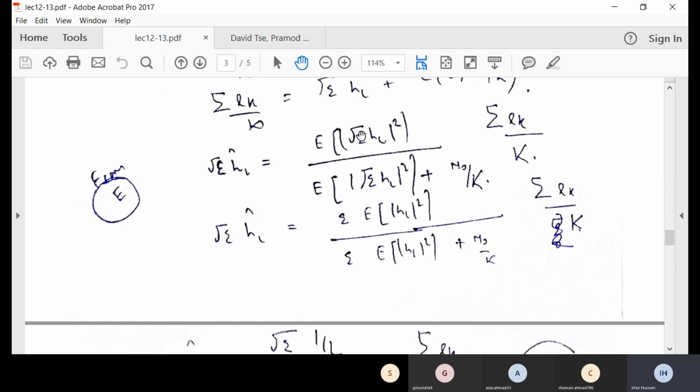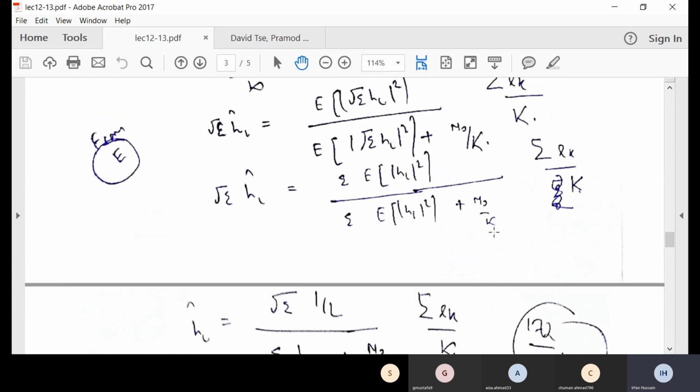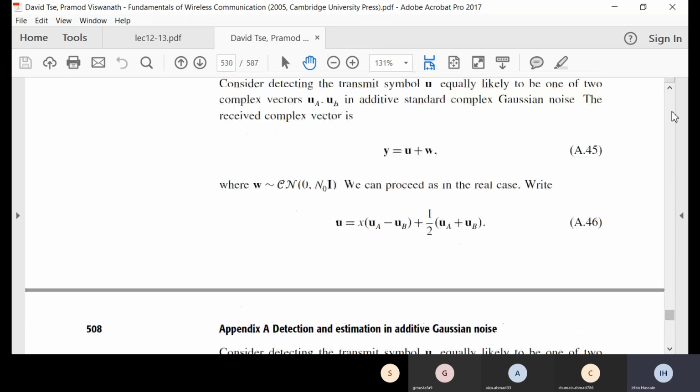So you can see this under root becomes square. Energy is constant, it comes out of the expectation. So it also comes out here like this. This is here, everything is in its place. Now we already know that the variance of h_l is 1 over L. So going back to the chapter 3 part, in the book, the variance was what needed to be derived.